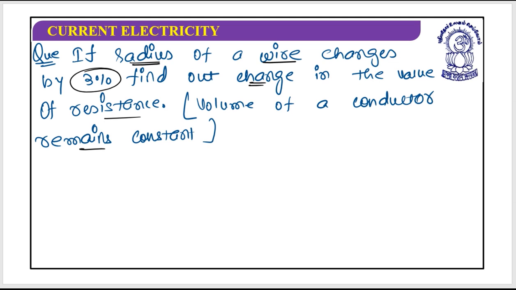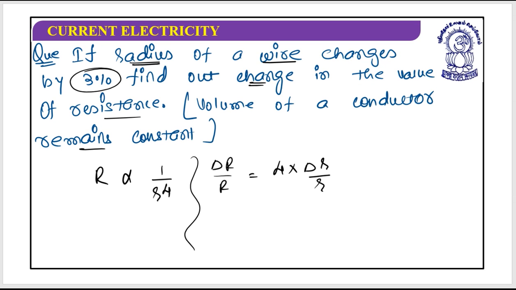So if it remains constant, what I can have is that R is inversely proportional to the fourth power of the radius. So delta R by R can be written as 4 times delta r by r. As the radius has changed by 3%, this is 4 multiplied by 3%, which is 12%. There would be a change of 12%.